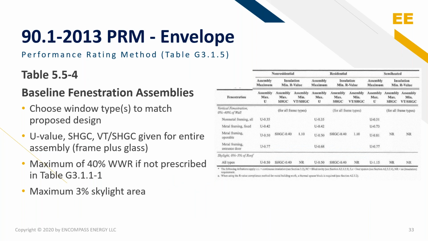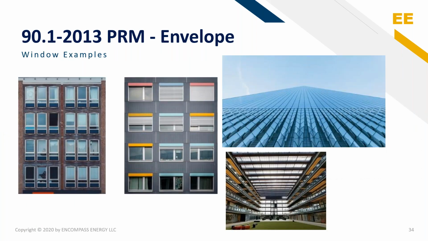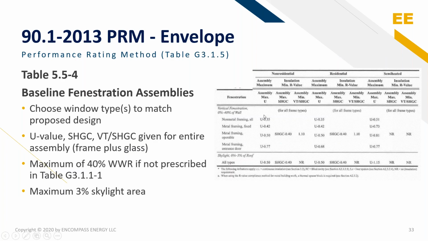And again, there's a similar table for your baseline fenestration values. Depending on the type of framing that you have, you will get a maximum assembly U value. Solar heat gain and visible light transmittance are, again, dictated by climate zone. And in terms of skylights, 3% is the maximum allowed. So anything over 3% you can design into the project, but you'll take a penalty for it.